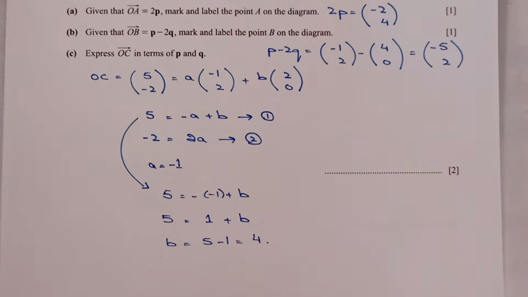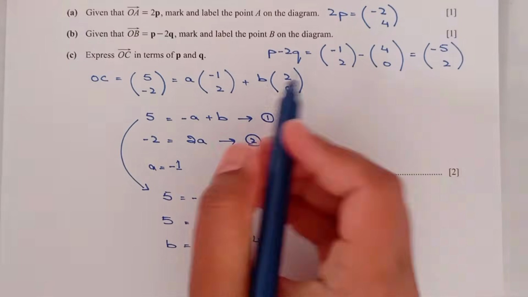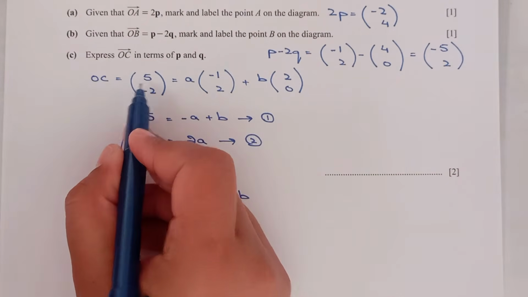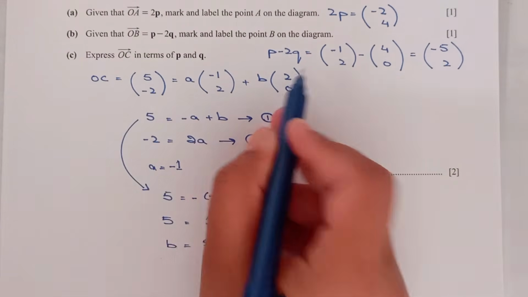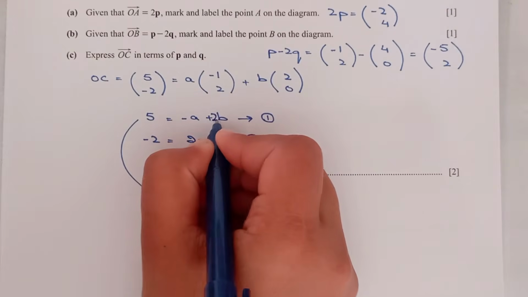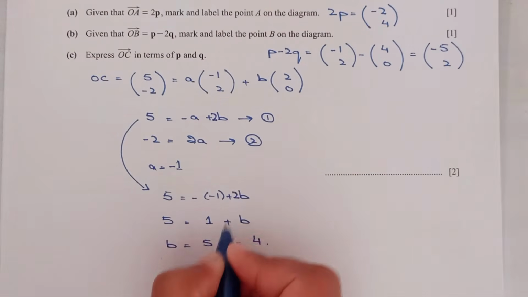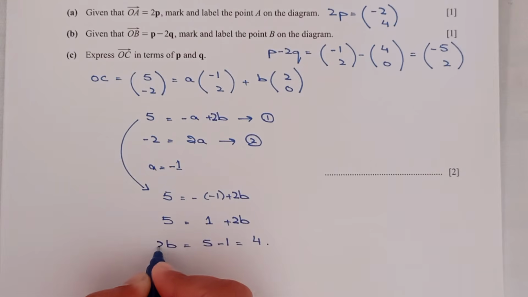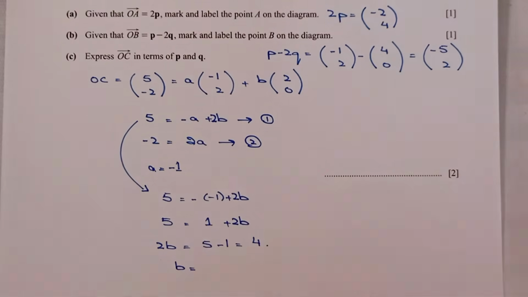Sorry, I messed up. As we have the equation, 5 equals -A plus 2B. So from here B would be equal to 2 times 1 is 2, 2 times 2 is 4, so B would be equal to 2.